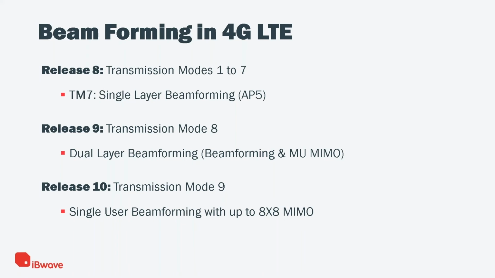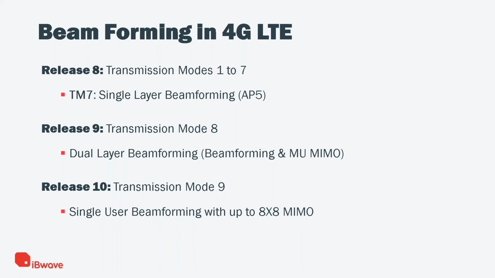The transmission modes 1 to transmission mode 6 are mainly SISO transmission, diversity, and the spatial multiplexing, including the open loop spatial multiplexing and the closed loop spatial multiplexing. The only transmission mode which supported the beamforming is the transmission mode 7. And it is called single layer beamforming, and it uses the antenna port 5 in 4G LTE standard.